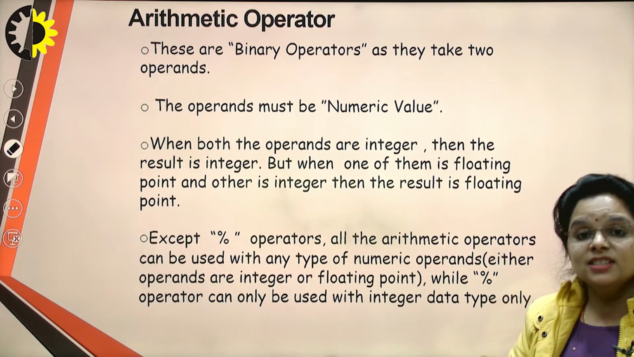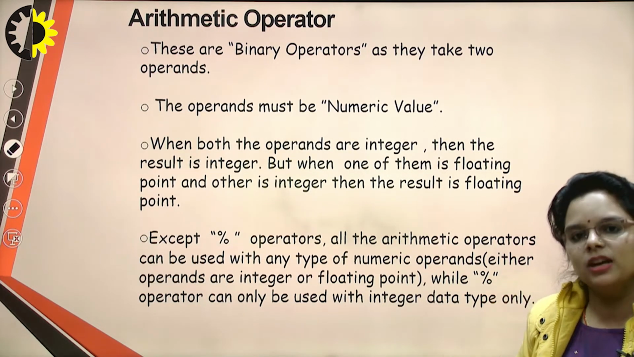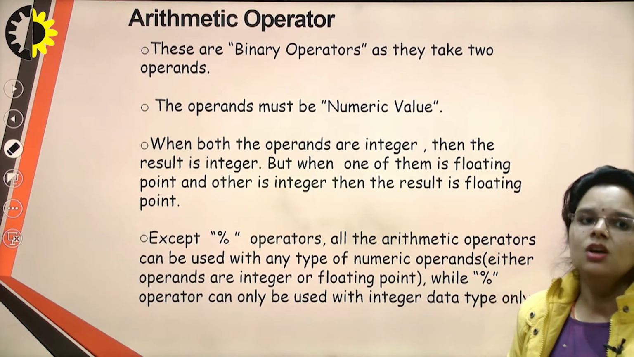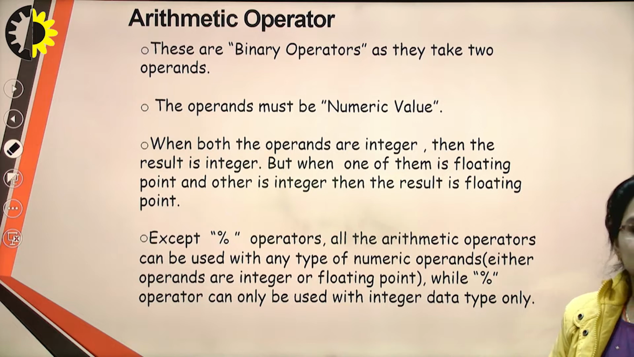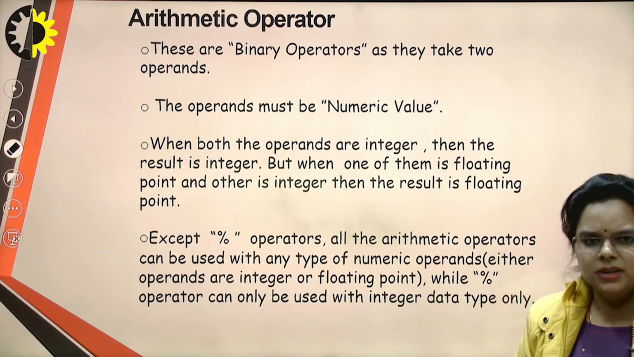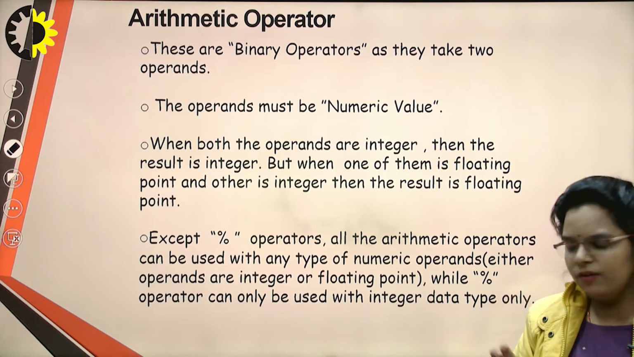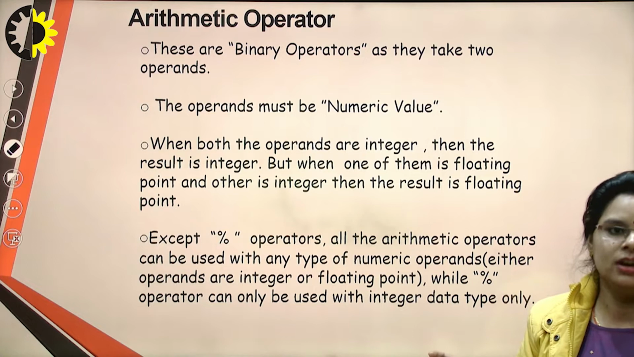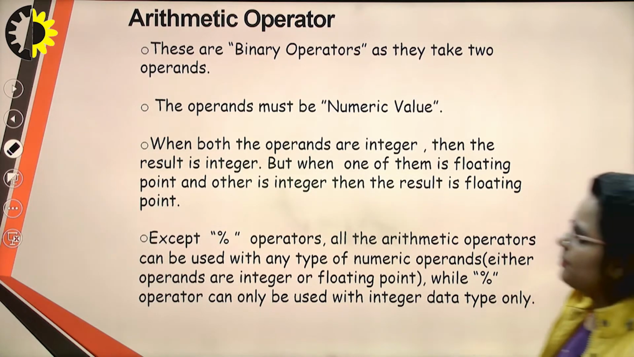When any operator takes one operand value, then that operator is a unary operator. These operands must be numeric values, and when both of the operands are integers, then the result would definitely be an integer in arithmetic operations. But if one of the operands is floating point and the other is an integer, then the result will be floating point. Let us take an example.